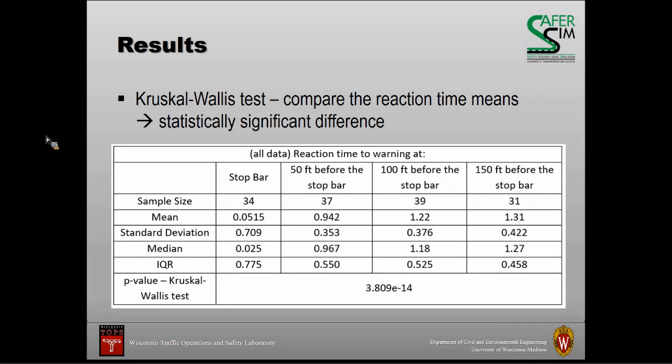So for example, we started with a Kruskal-Wallis test to compare the reaction time means across the 4 groups. And with a very small p-value, we can see that there exists a significant difference between the reaction times at the different locations of activation. We can see that the reaction time when the warning system was activated at the stop bar was 0.05 seconds. That's because we had so many drivers reacting to the red light runner itself rather than to the warning system. But it was 0.9 seconds to 1 second for the other 3 events.